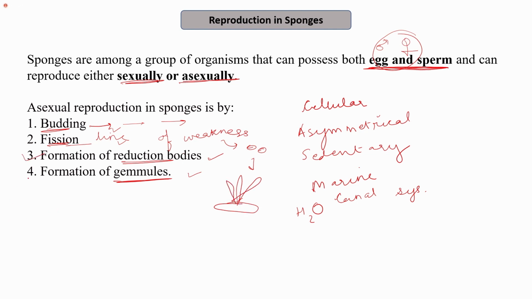Now, formation of reduction bodies and formation of gemmules mostly take place during the adverse condition. So these are mostly the modes of reproduction, or we can say that these are the modes of survival also during the time of adverse conditions.